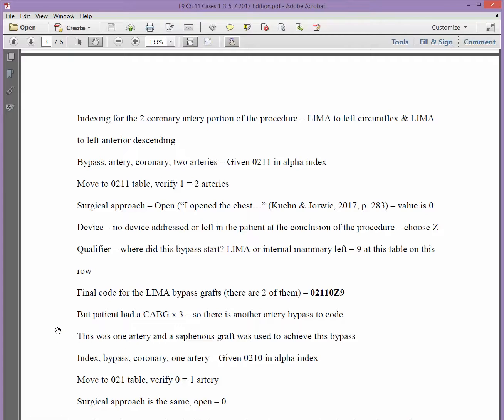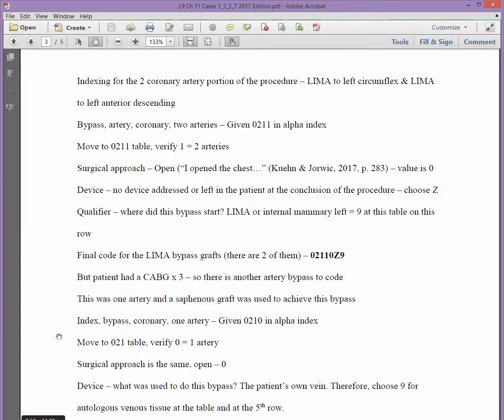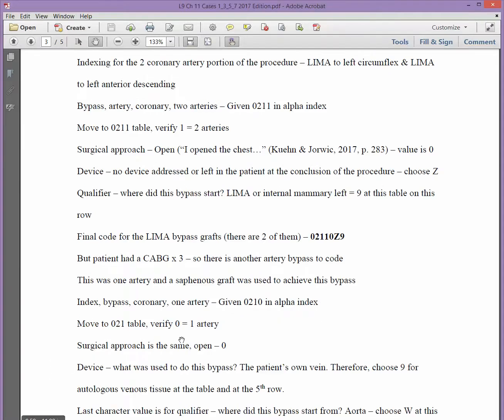In this case, the last artery was bypassed using the patient's own greater saphenous vein. You could certainly code the vein harvesting first, but in this case, we're going to code the artery bypass first. You're going to index bypass, coronary, 1 artery. You're given 0210 in the alpha. You move to the 021 table. You verify that the last 0 here equates to 1 artery.